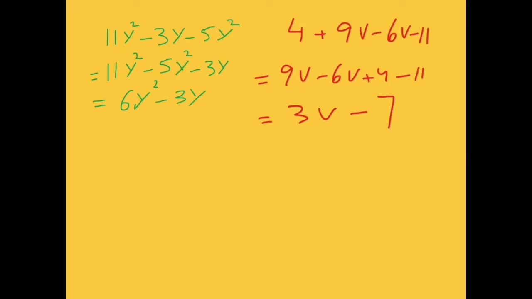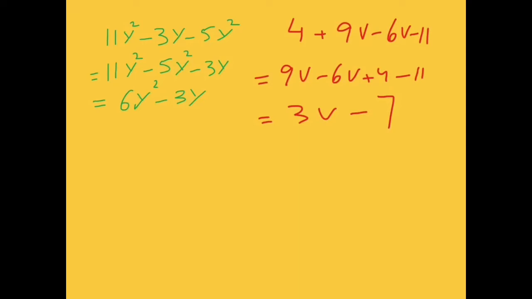Now consider another example: 4 plus 9v minus 6v minus 11. Here if you look, 9v and 6v are like terms. In the same way, 4 and 11 are both constants, so they are also like terms. So just collect them together. First step: 9v minus 6v, and the constants on the separate side, plus 4 minus 11.